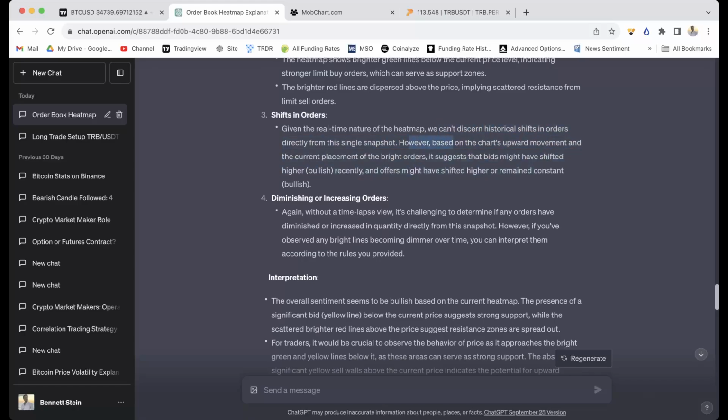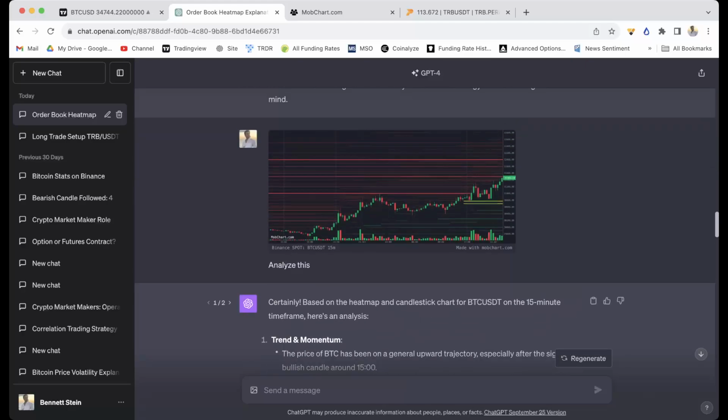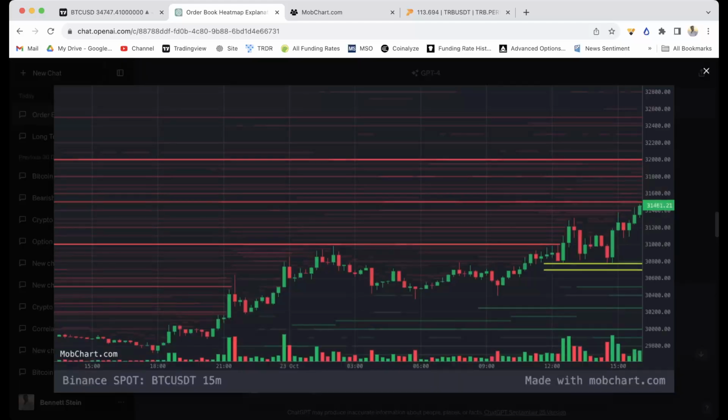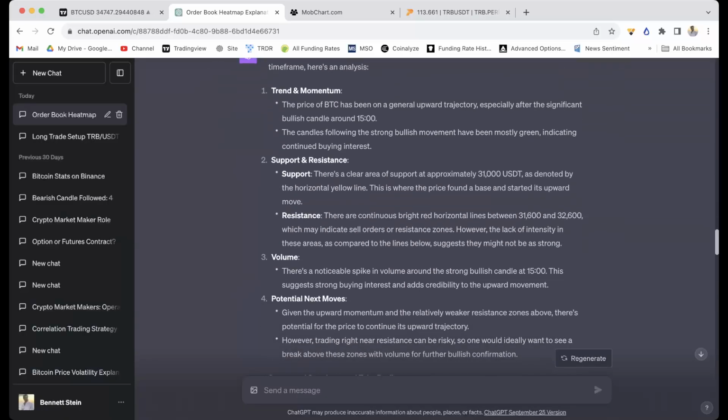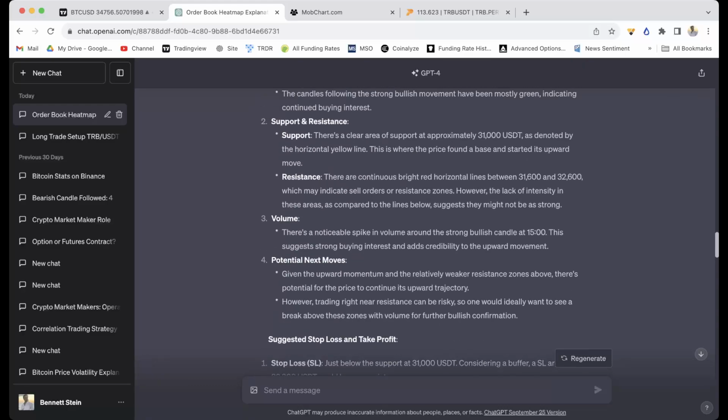It says here, based on the chart's upward movement, it suggests that bids might have shifted higher, which is bullish, and offers might have shifted higher or remained constant, which is bullish. This is really good insight. It's treating this very intelligently. And look, there are clearly bids shifting higher and offers that are stagnant or shifting higher. So this was very intelligent, definitely very smart.